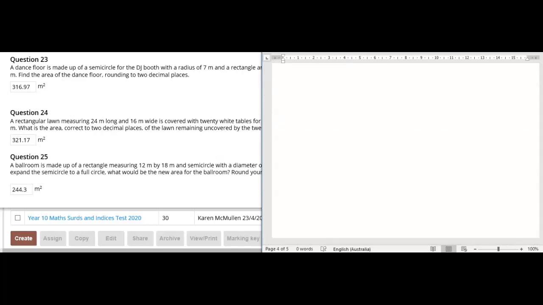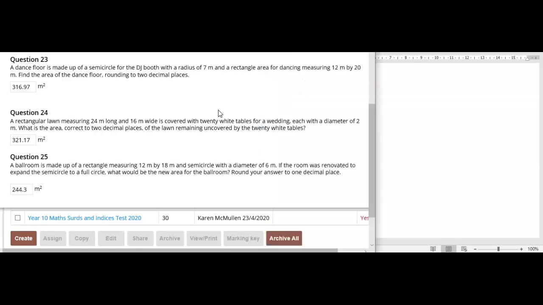All right, the very last question, let's read it first. Actually, I'm going to write it down. 25. Okay. A ballroom is made up of a rectangle measuring, and oh gosh, it's the same sentence. Okay, so we've got a rectangle and a semicircle. The room was renovated to expand the semicircle to a full circle. What would be the new area of the ballroom?